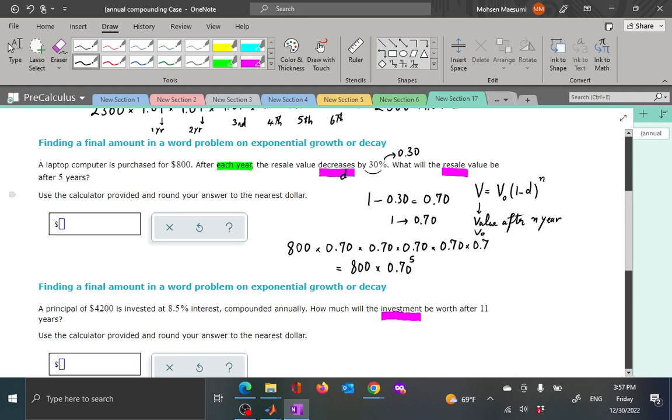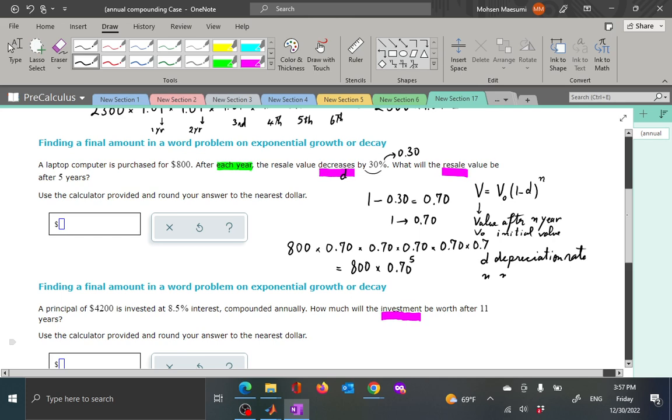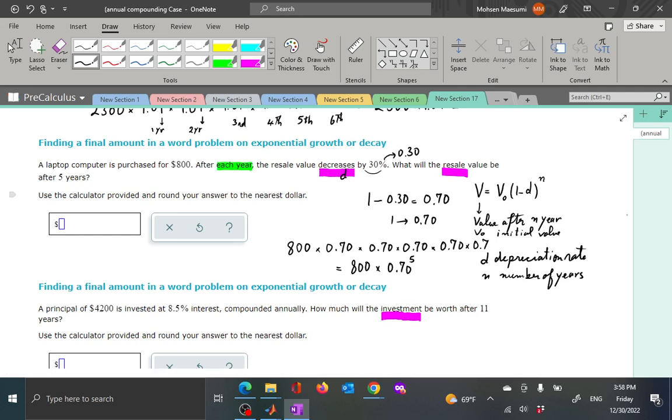V0, notation of sub zero, is typically used for initial value, the value you bought it for. D is depreciation. N is the number of years. Of course, the situation is somewhat even more extreme than that. As soon as you buy an equipment and you just walk it off the lot, it already depreciates. So this is a kind of a rosy scenario. In effect, things depreciate even faster than this.